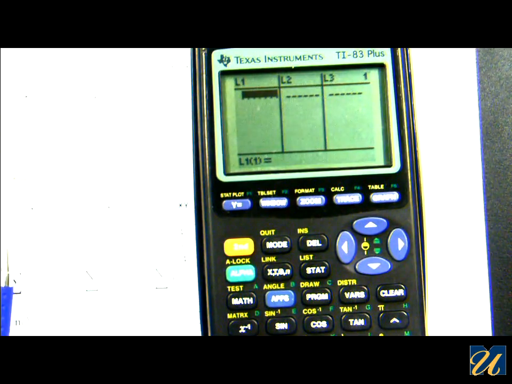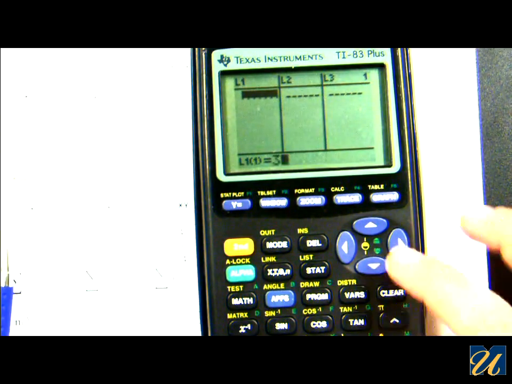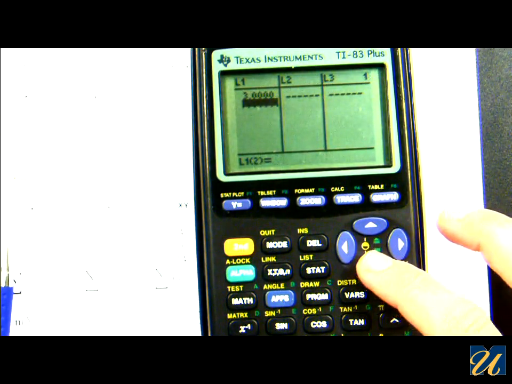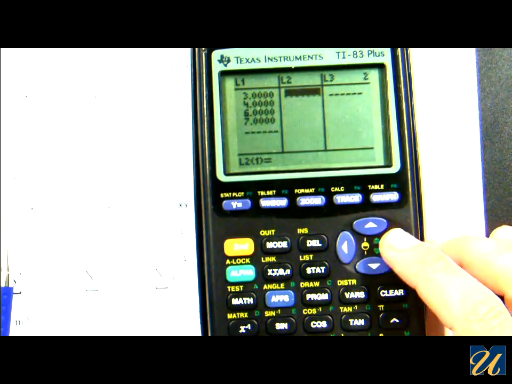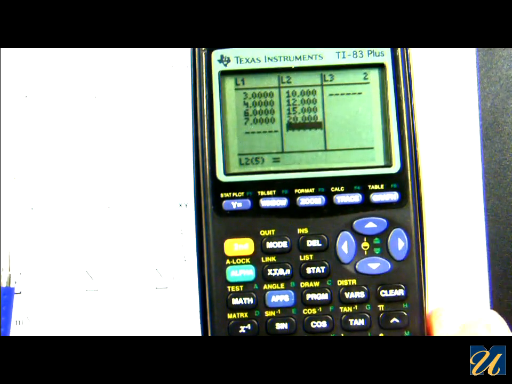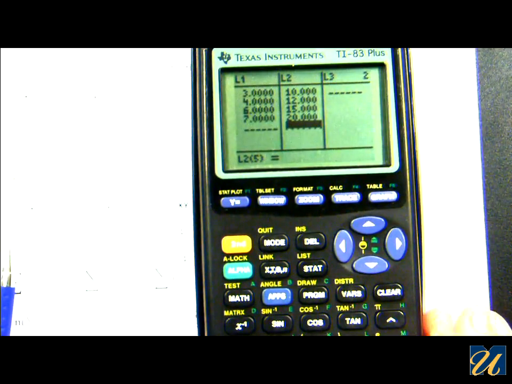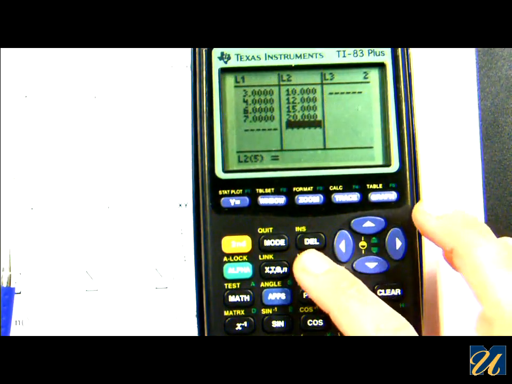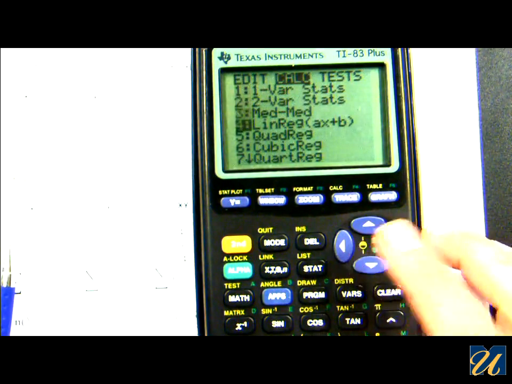We said that L1 has your x values. So in our case, we have 3, 4, 6, and 7. And then L2, your y values, we have 10, 12, 15, and 20. Once you enter your data, and you want to be very careful how you enter your data, you go to Stat, Calc, number 4.